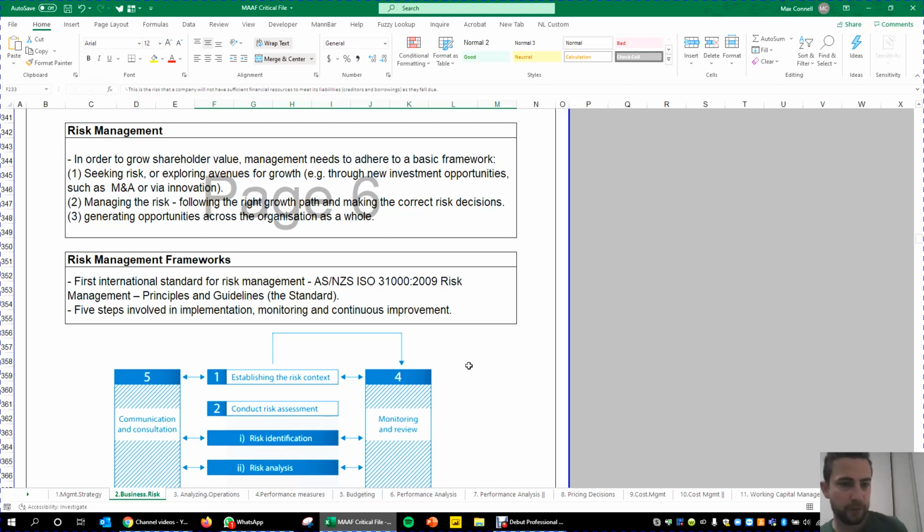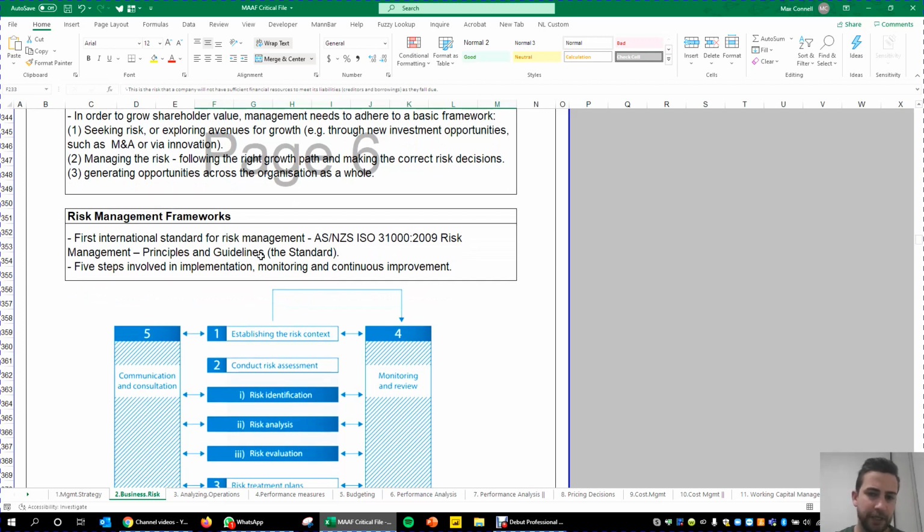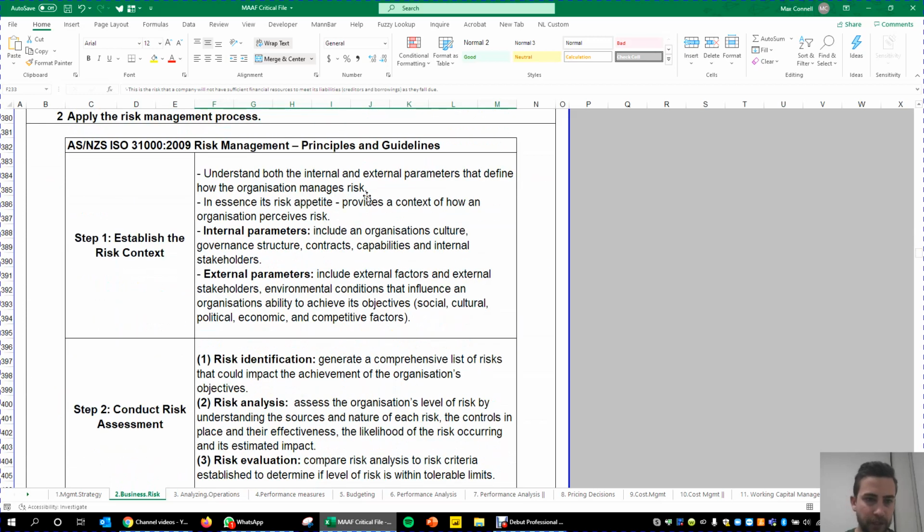Now, there's actually some risk management guidelines, which we don't really talk about too much in MAAF. They're a subset of the ISO standards. There's one listed here in the notes, which is risk management principles and guidelines. Don't worry too much about this. It doesn't come up in exams. But it actually gives us a risk management process that we can follow. If this is something that you might be interested in for your own career, it might be worthwhile reading through this in your own time.